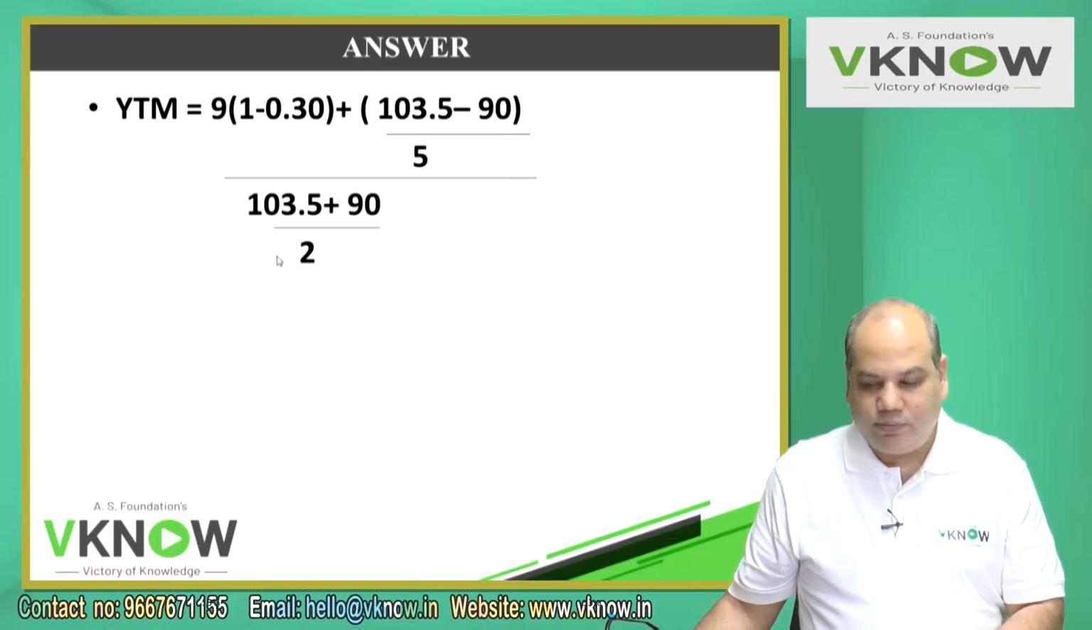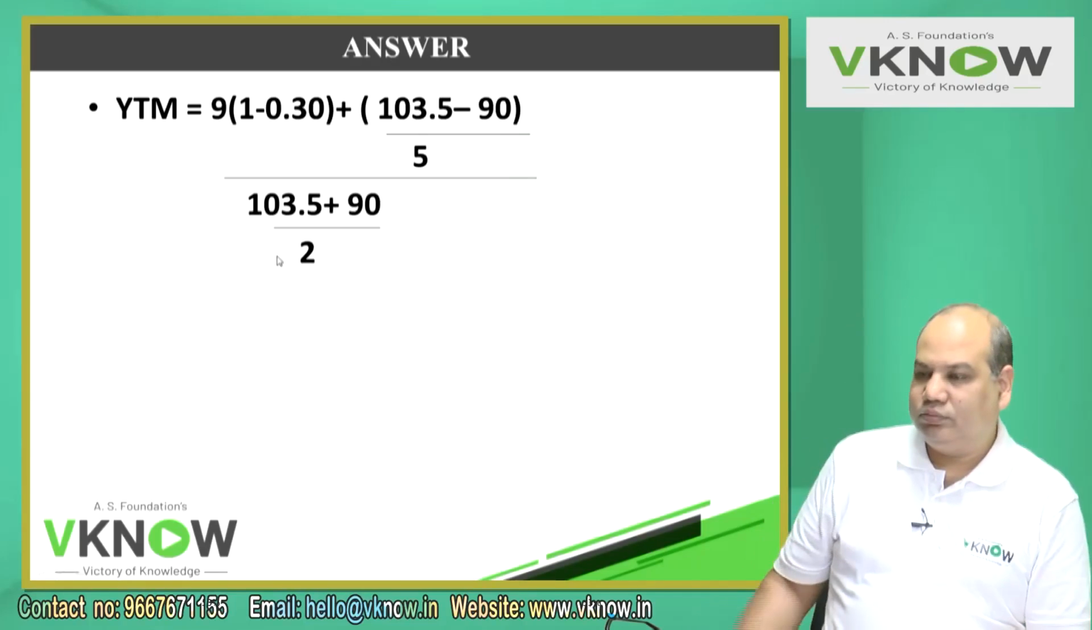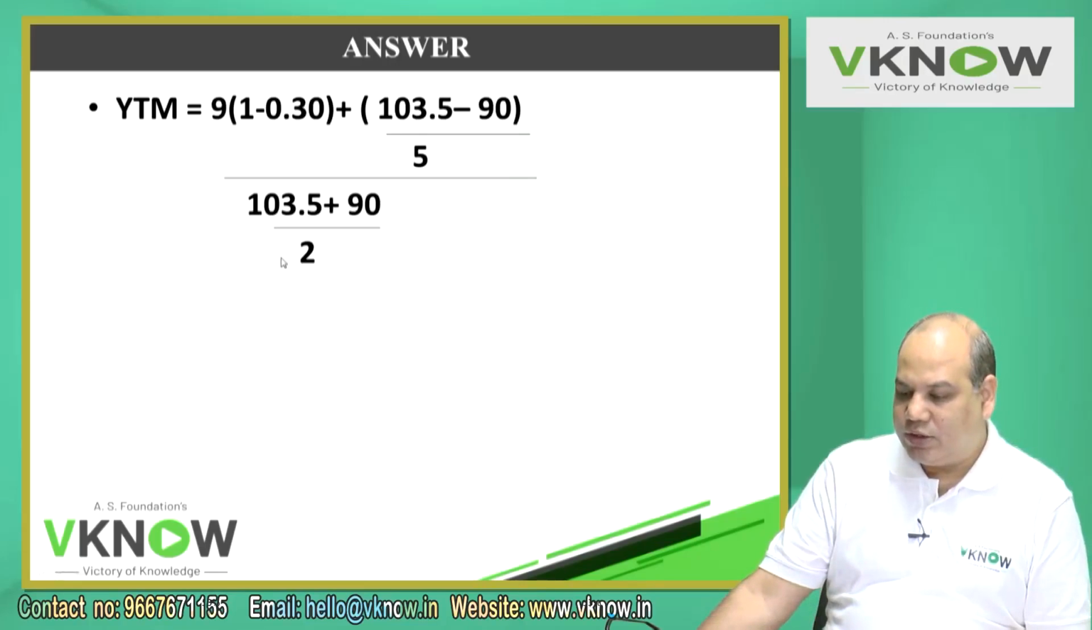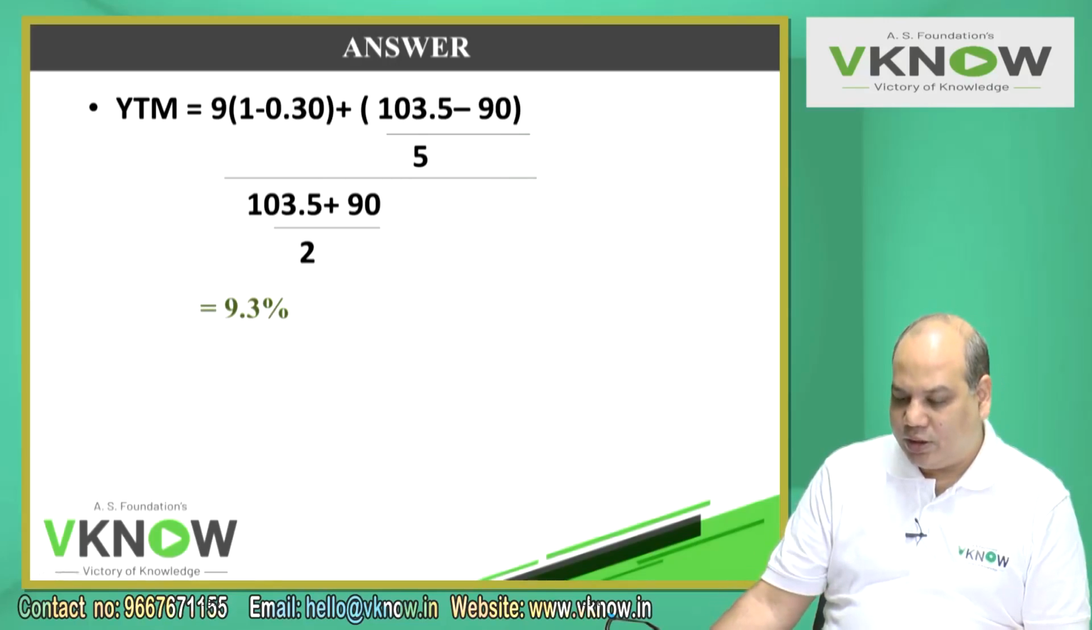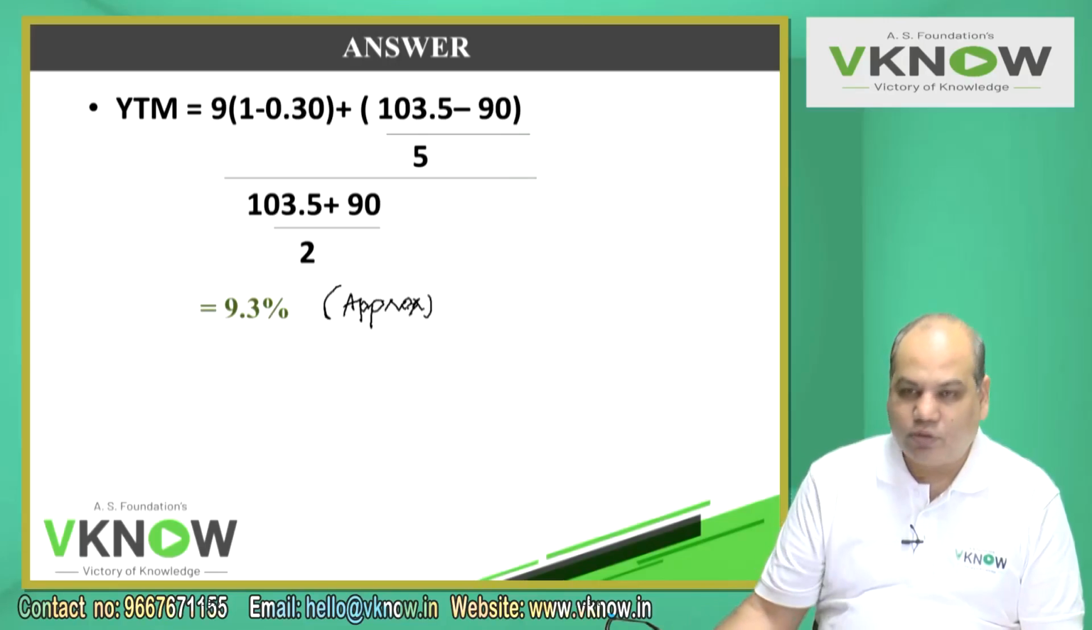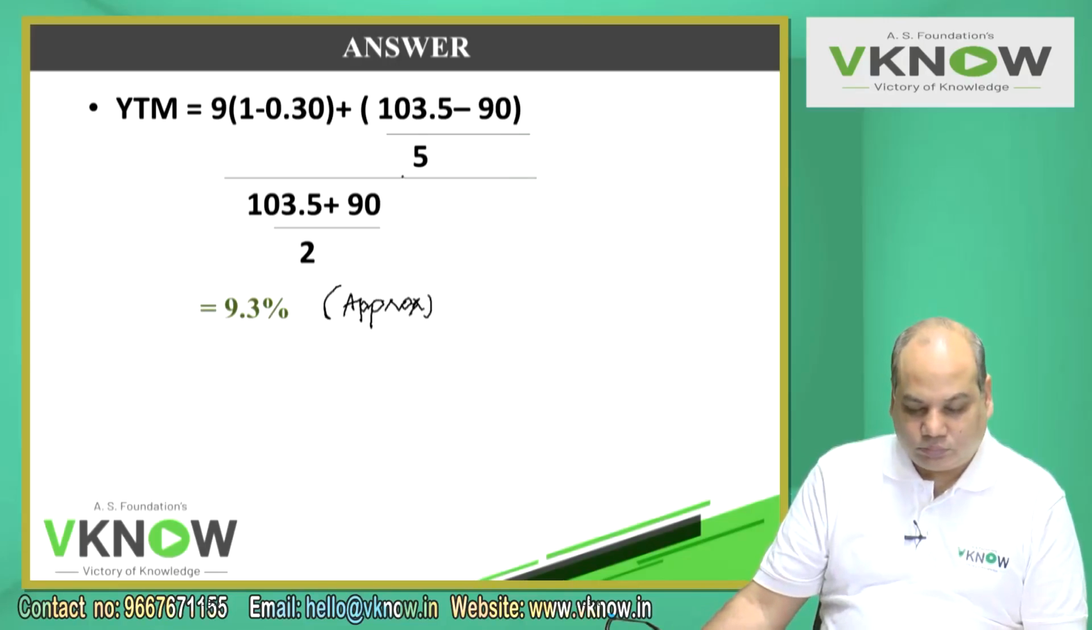So kindly solve. So what is your answer now? The answer is 9.3%. In bracket write approximately, because you are using a formula which ignores time value of money to some extent. So this formula is approximate, right? This is a 5-mark question.